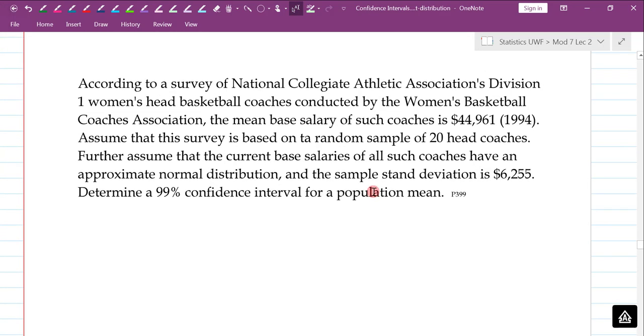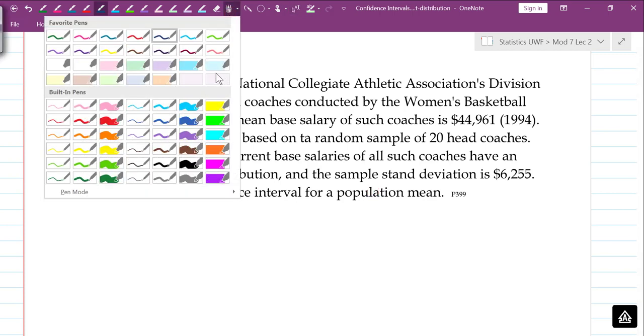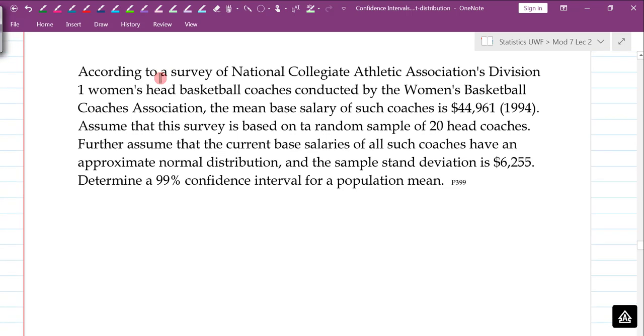Okay, according to a survey of the National Collegiate Athletic Association Division 1 women's head basketball coaches conducted by the Women's Basketball Coach Association, the mean base salary of such coaches is $44,961. This was back in 1994. I'm sure it's significantly greater these days.